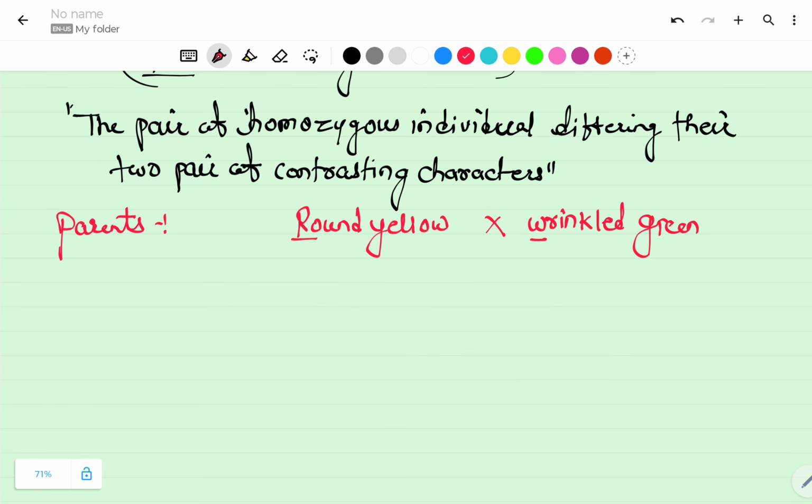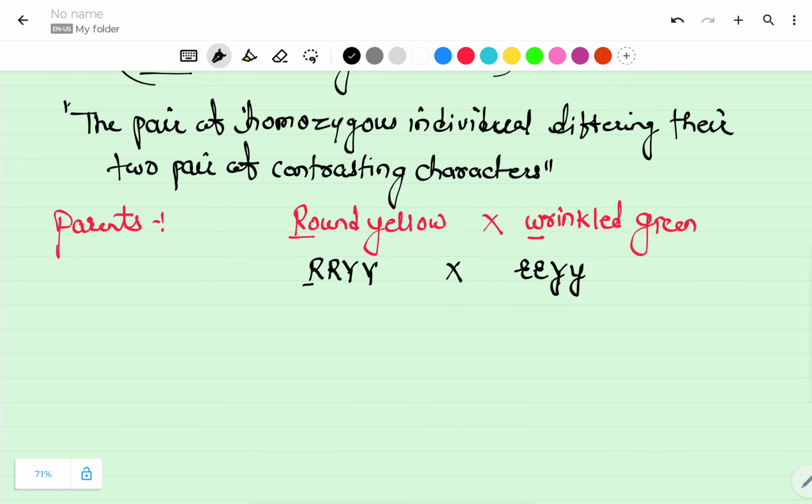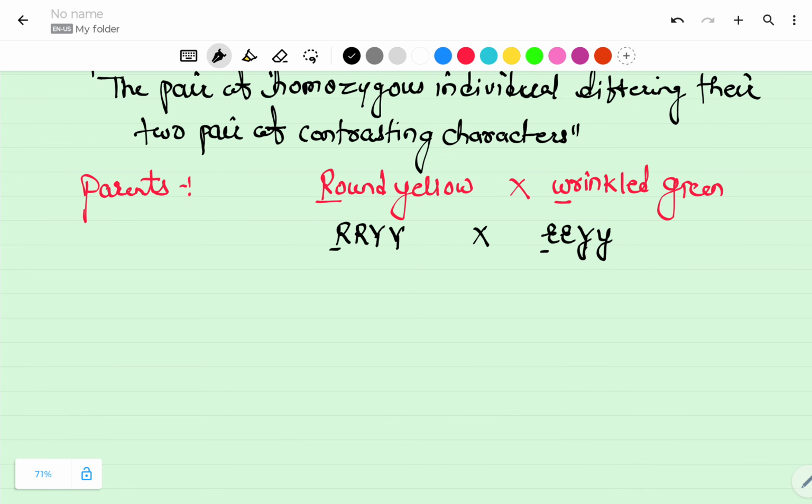So the round yellow are represented by capital letters, capital R and capital Y. Their exact opposites are small r and small y. Why? Because the capital letter is the dominant trait and the small letter is the recessive trait. So now what do we call these? They are called the gametes.